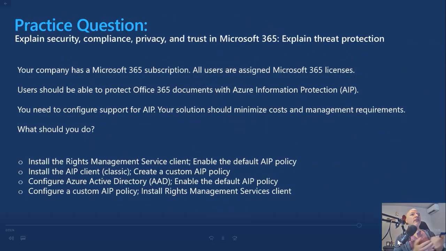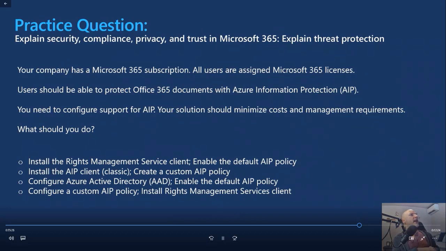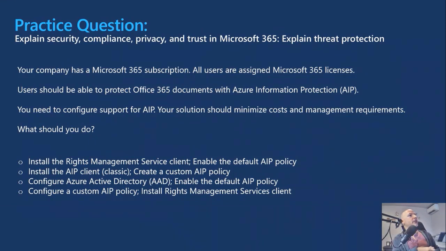All right, so let's take a look at this practice question. Your company has a Microsoft 365 subscription. All users are assigned Microsoft 365 licenses. Users should be able to protect Office 365 documents with Azure Information Protection. You need to configure support for AIP. Your solution should minimize costs and management requirements. What should you do? Install the Rights Management Service client and then enable the default AIP policy.